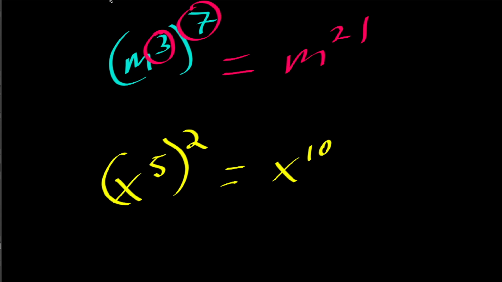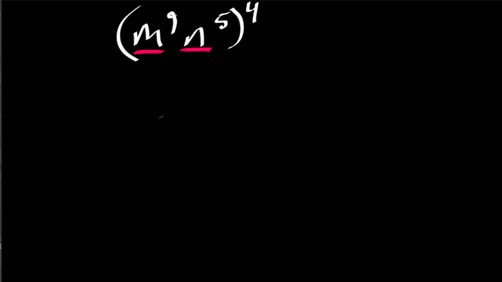Now, let's make this a little bit more challenging because most of the time they're not this straightforward. Let's say I have m to the 9th, n to the 5th, all raised to the 4th power. Well, that changes things a little bit, but once again, it's kind of like the division where we're just going to do each of these variables one at a time. So the first thing we're going to do is m to the 9th to the 4th power.